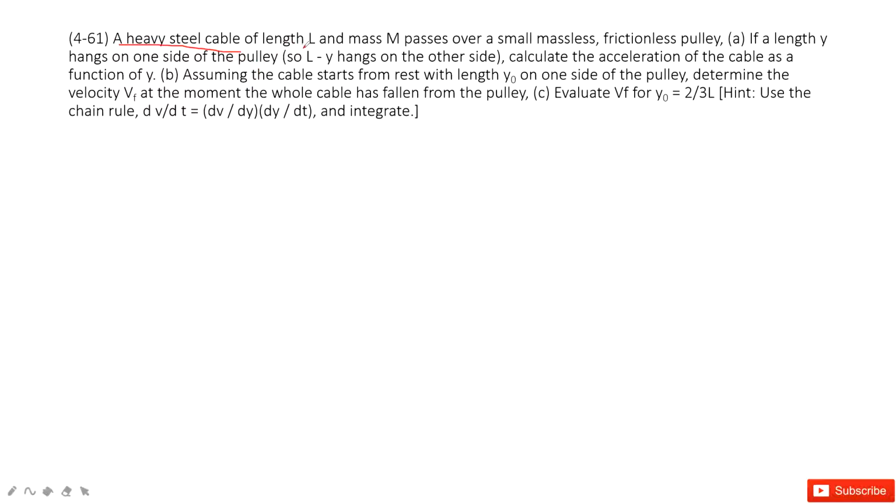The length is L and the mass is capital M, and the mass is uniformly distributed. It tells you the length of Y hangs on one side of the pulley, and the other side is L minus Y, right? Calculate the acceleration and then do some calculations.